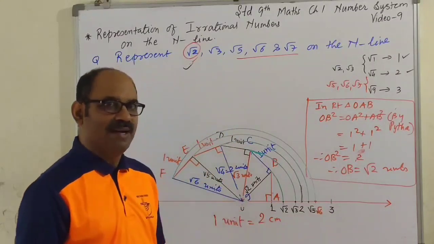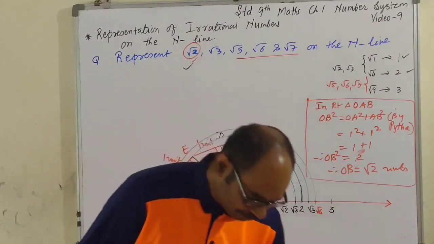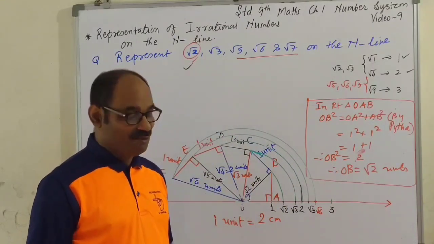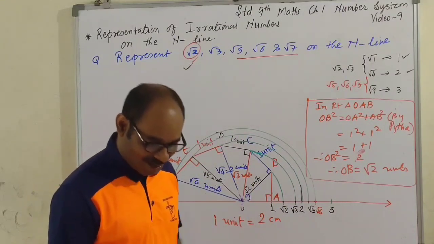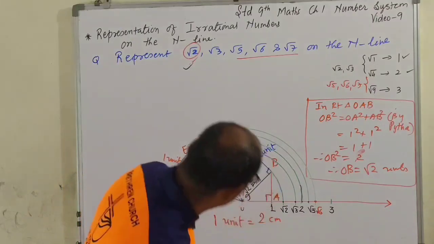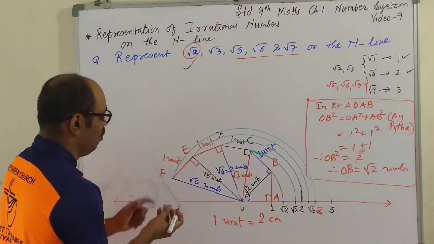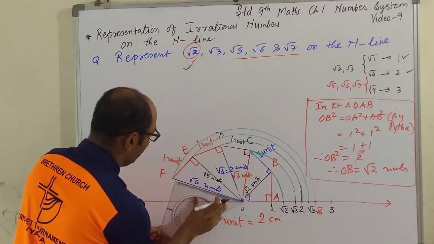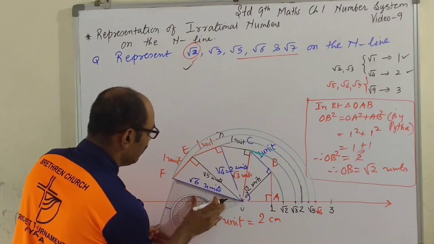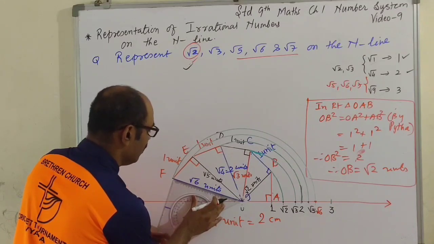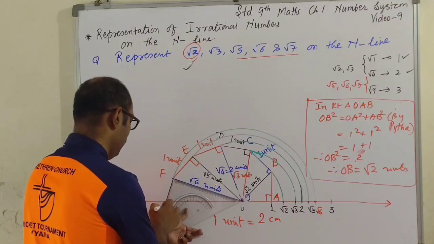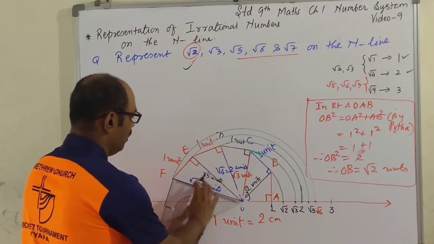You can see it is between 2 and 3. Okay? We want root 7 as well. So go for another right triangle construction. So what we do? Now this time we need a perpendicular to OF. Right? Till here.